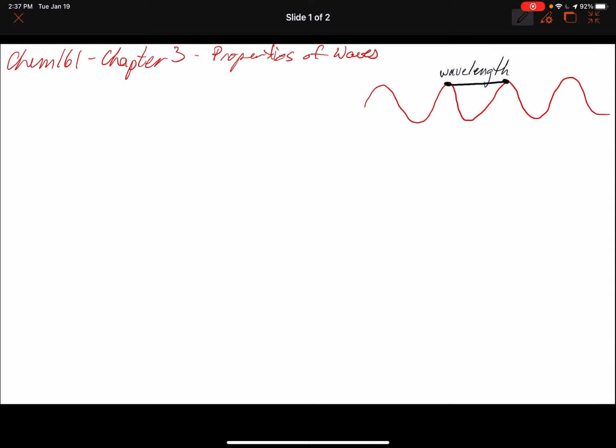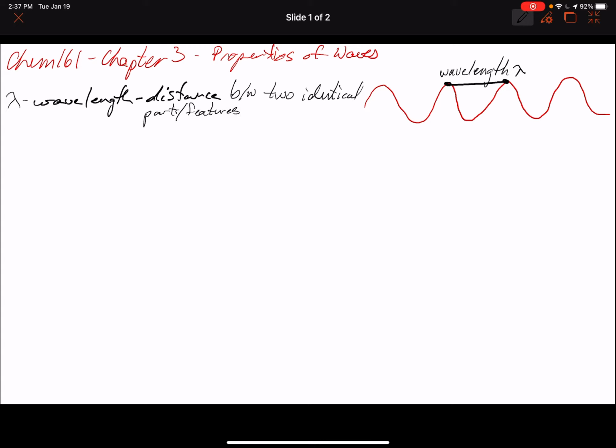And this gets the symbol lambda. So we have lambda as an important concept here, wavelength. And as we just said, it's a distance between two identical parts or features on the wave.